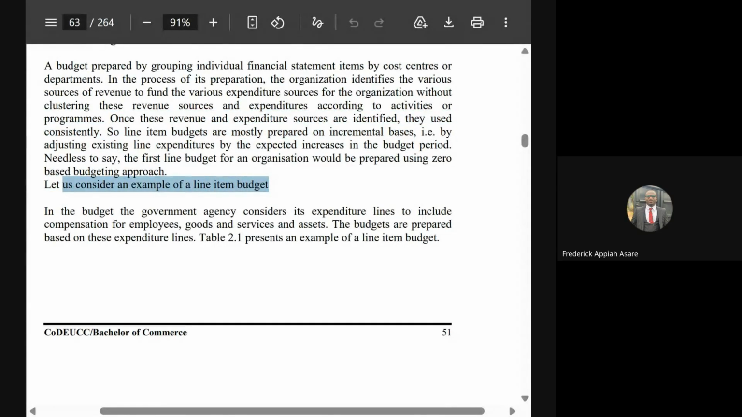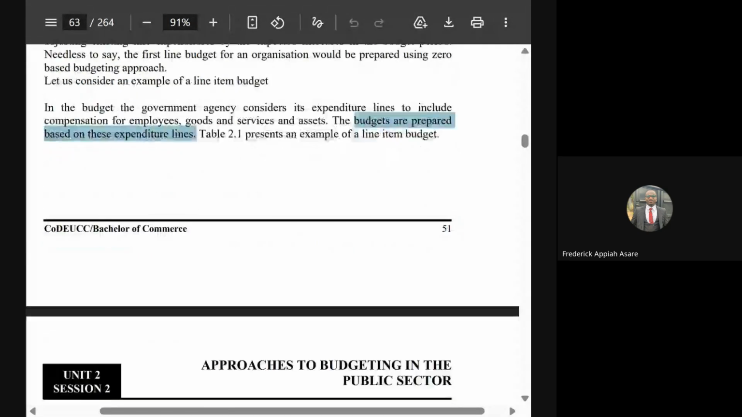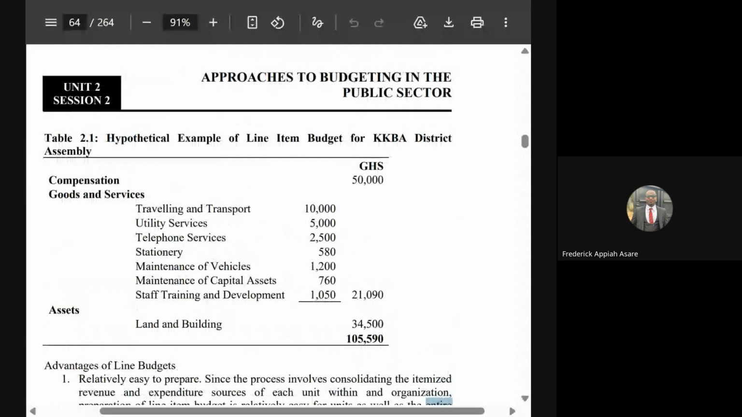Let's consider an example of a line budget. In the budget, the government agency considered this expenditure line to include compensation for employees, that is salaries that they pay to employees, goods and services, and assets. These are the three line items that they have. The budgets are prepared based on these expenditure lines: compensation, goods and services, and assets. This is what we call the line item.